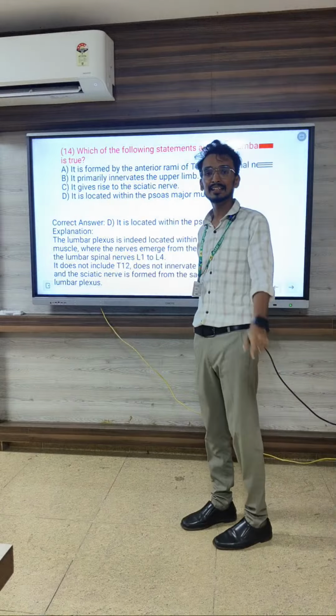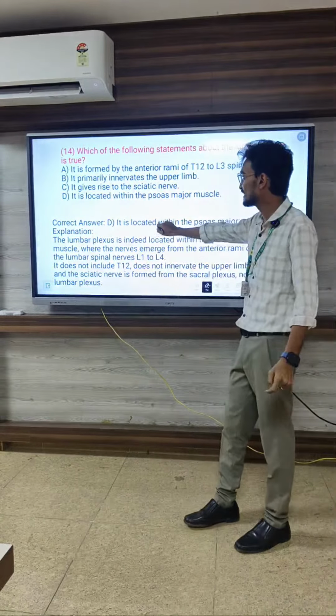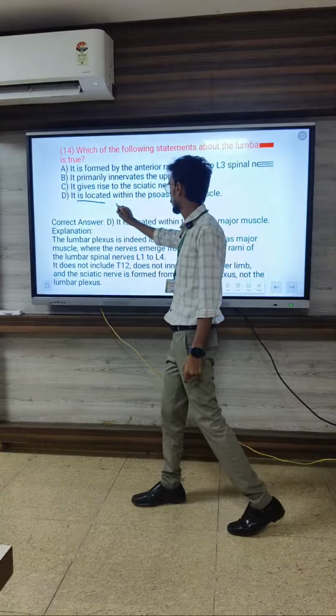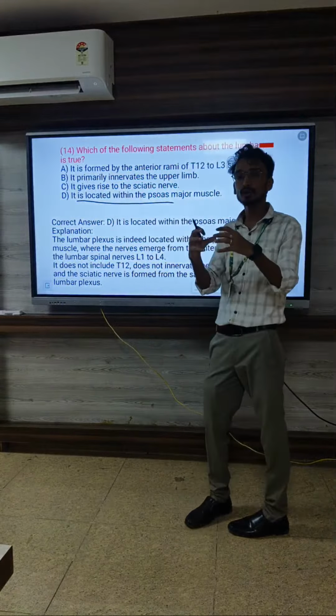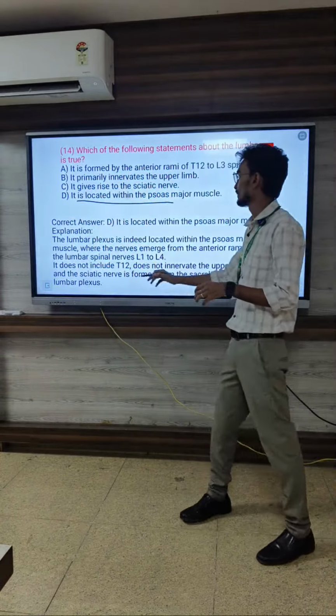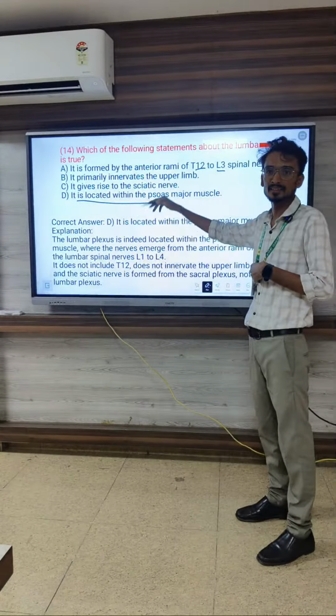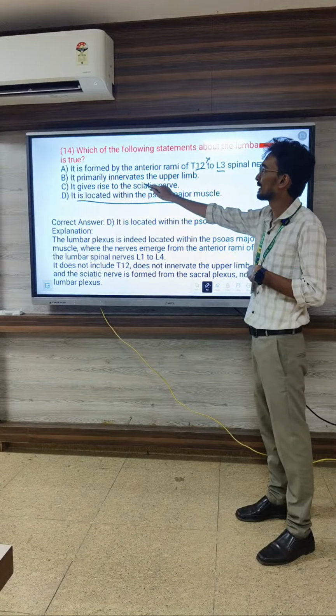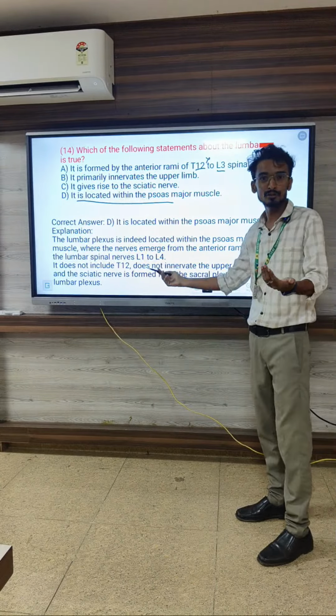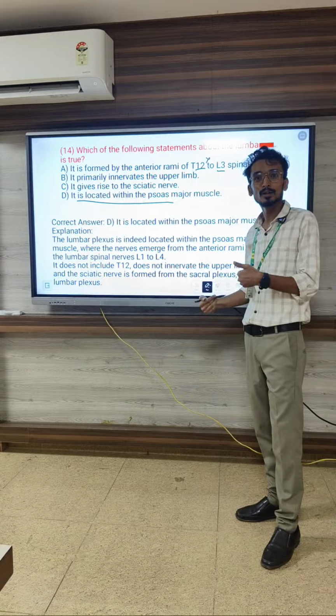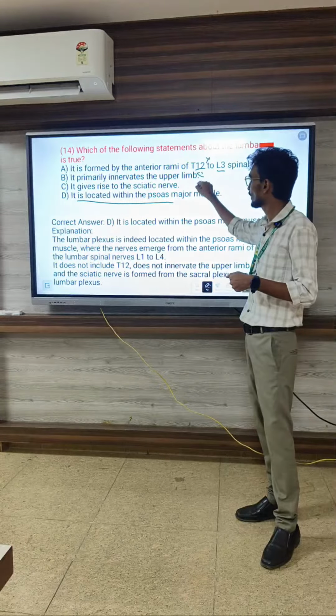Your correct answer is option D. It is located within the psoas major muscle. As we say, T12 to L3 is a wrong answer. Then, it primarily innervates the upper limb. Of course, the lumbar plexus supplies the lower limb, not the upper limb. This is also a wrong answer.